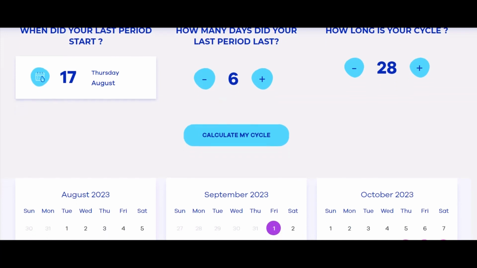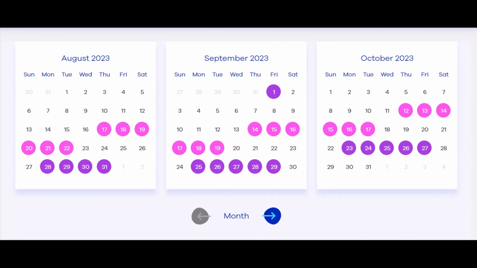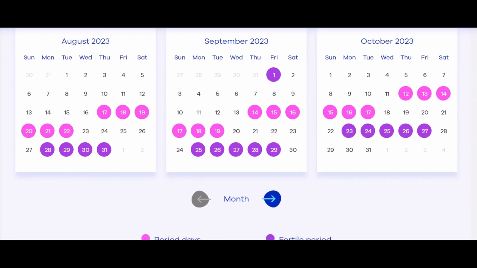Okay, interesting. So the calendar is out here. Okay, so this is the calendar. Calculate my circle. Now, the dates circled in pink are the period days. Okay, the period days. So now, since the period lasts for 6 days, as I stated, the 6 days is just a variable. It lasts for 6 days.